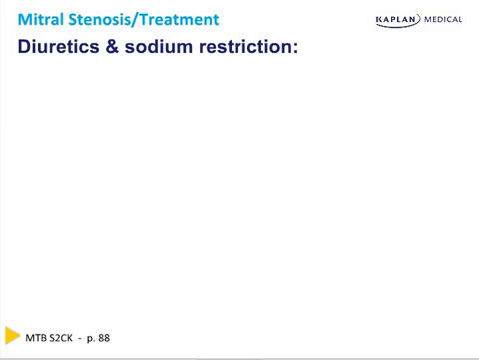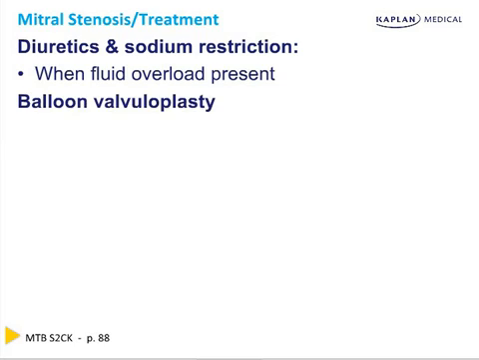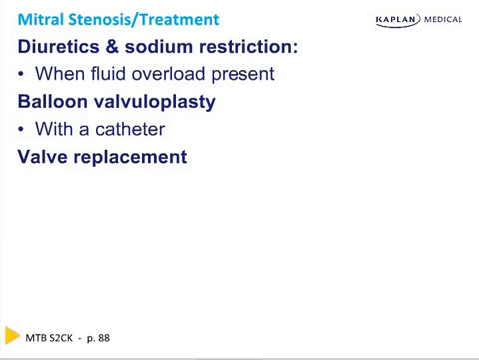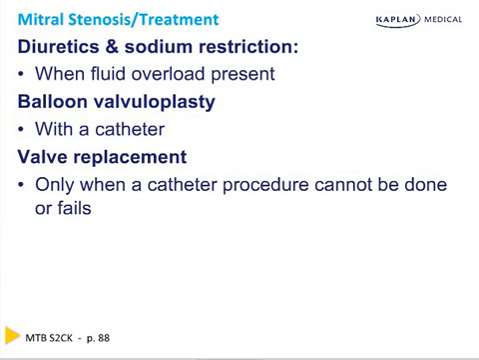The best initial therapy for valve diseases is diuretics and sodium restriction. And since we only care about people who are symptomatic, we're only looking at the people who have symptoms of fluid overload. Balloon valvuloplasty: if it's tight, let's get a balloon in it with a catheter. Remember, you can balloon the mitrals with a catheter, but you replace the aortics, and valve replacement for mitrals is the answer when a catheter procedure either can't be done or when it fails.